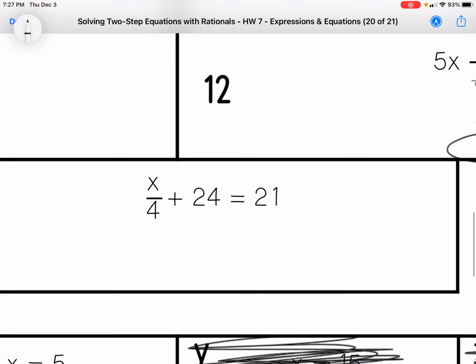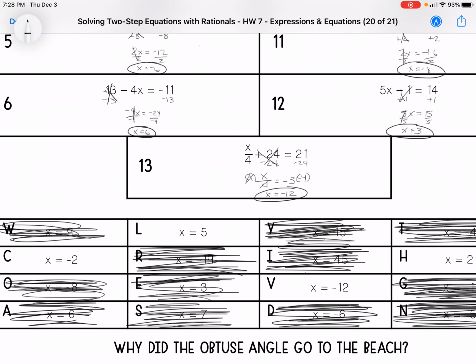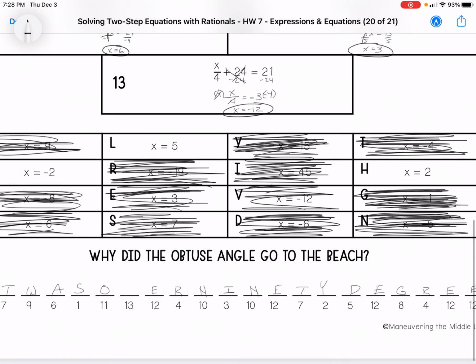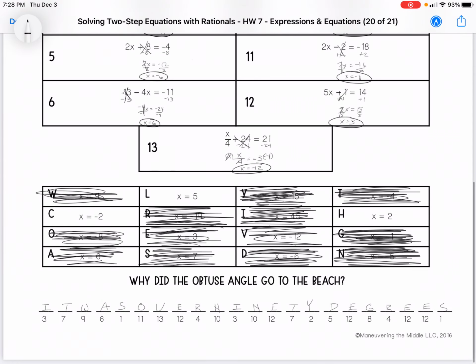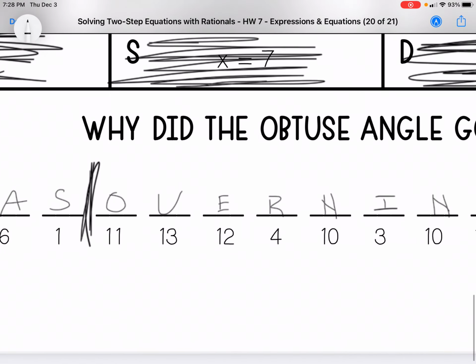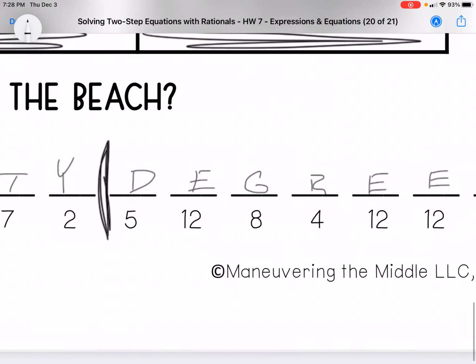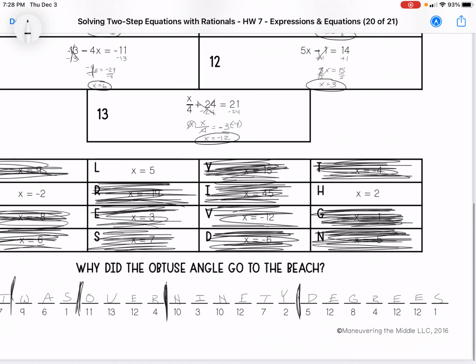All right, number 13. Let's go ahead and subtract 24 from both sides. Those go away. I'm left with x over 4 equals negative 3. Multiply by 4. X equals negative 12, which is V. The answer is: it was over 90 degrees. It was hot.